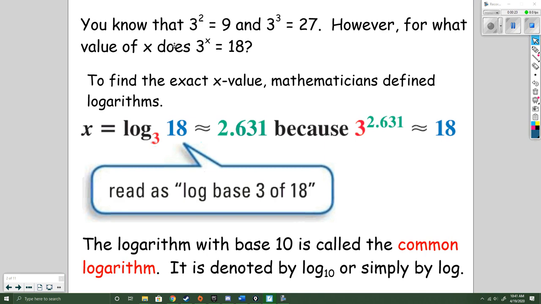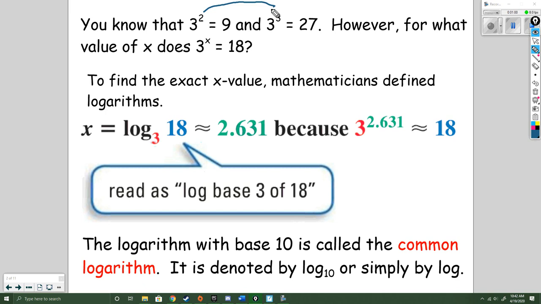So we're going to start with a place that we're familiar with. We know that 3 squared equals 9, and we also know that 3 to the third equals 27. Remember, that's just 3 times 3 times 3. However, for what value of x does 3 to the x power equal 18? In other words, what would we have to raise 3 to get 18? Obviously, if we know 3 squared is 9 and 3 to the third is 27, it's got to be in between those two values. So it's got to be some decimal or fraction in between 2 and 3.